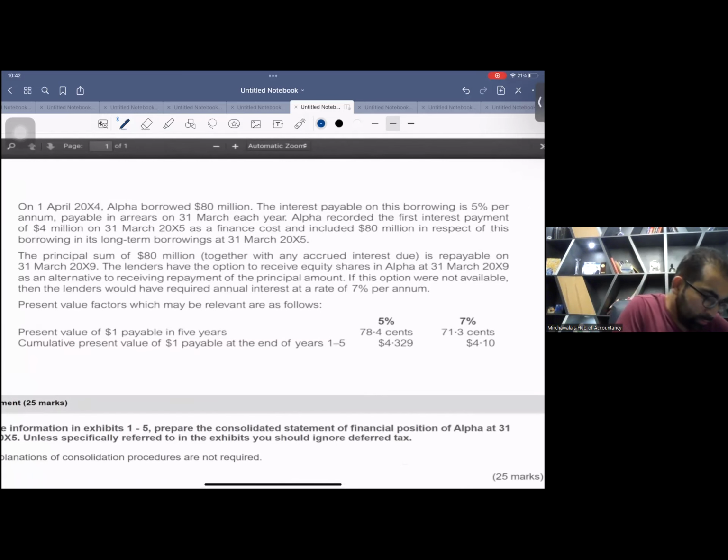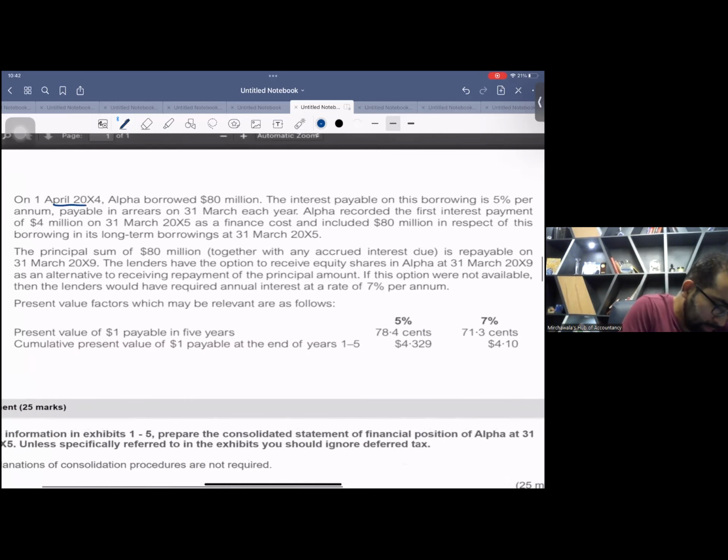It is written that on 1st of April X4, Alpha borrowed $80 million. The interest payable on this borrowing is 5% per annum. See, this is the physical interest. You remember the coupon rate. This is the physical payment which we have to make every year, payable in arrears on 31st March each year.